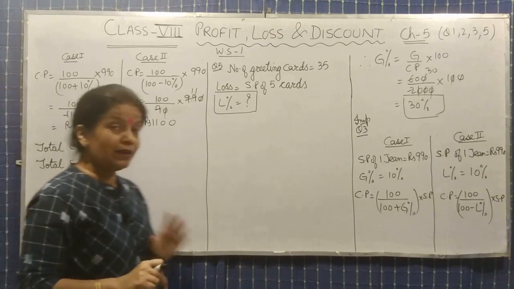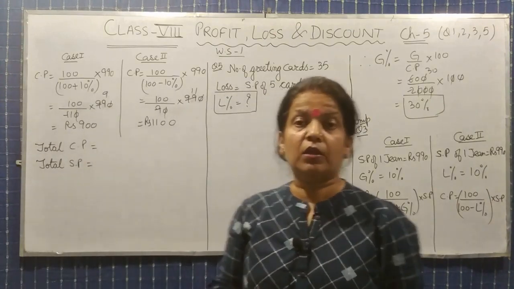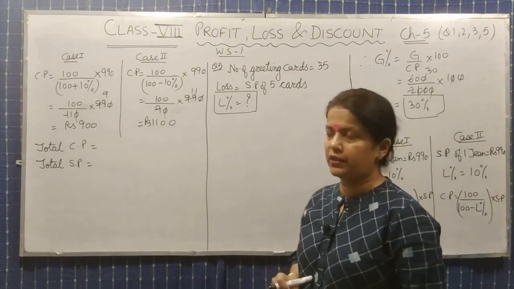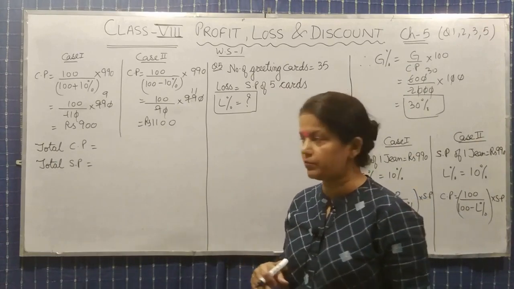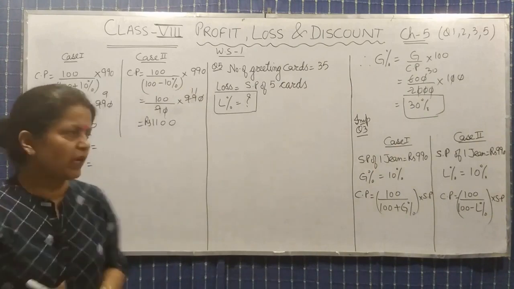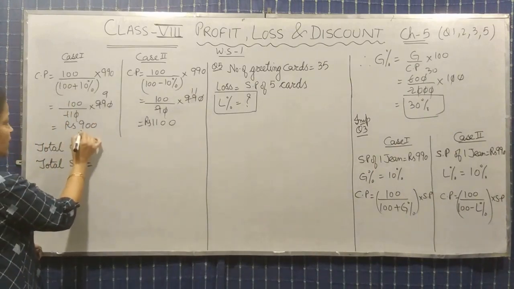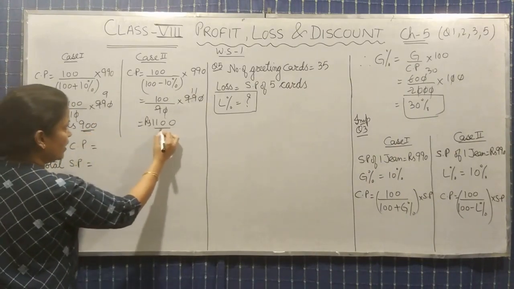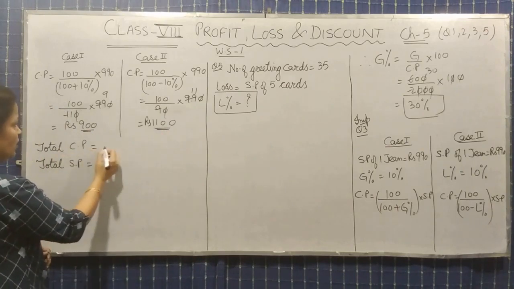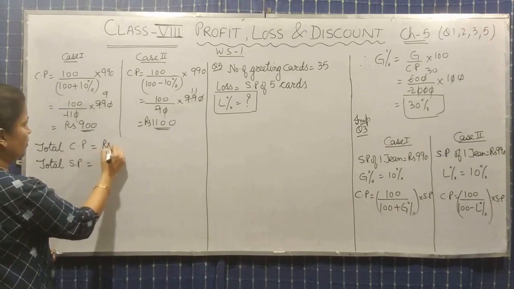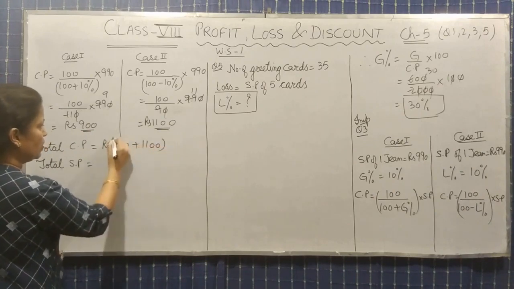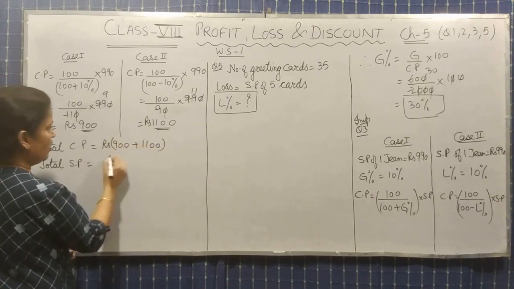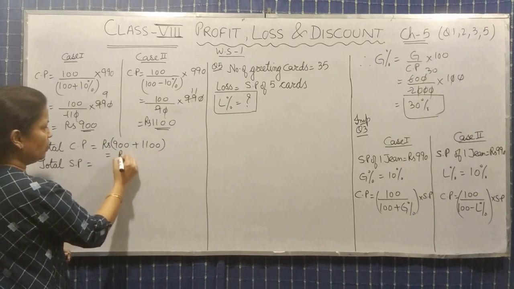Gain or loss percent. To find gain or loss percent, we need the total selling price as well as the total cost price. So total cost price, let's see. One is 900 and the other one is 1100. So total cost price will be rupees 900 plus 1100. So what is it coming as? Rupees 2000.